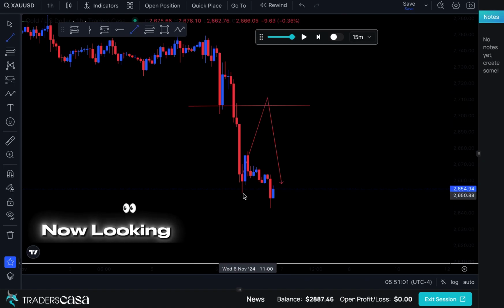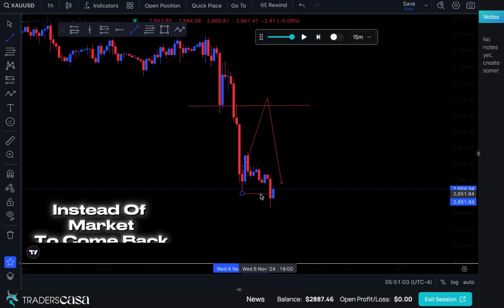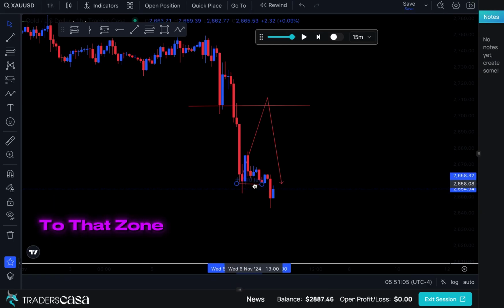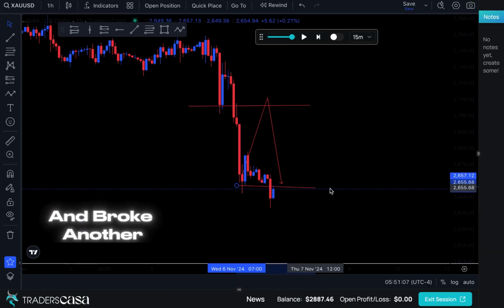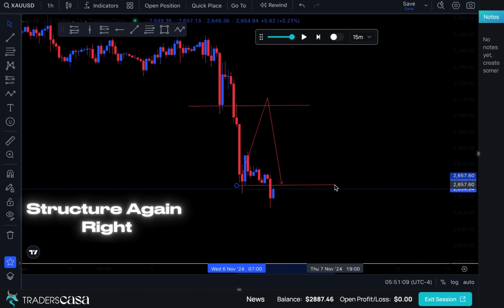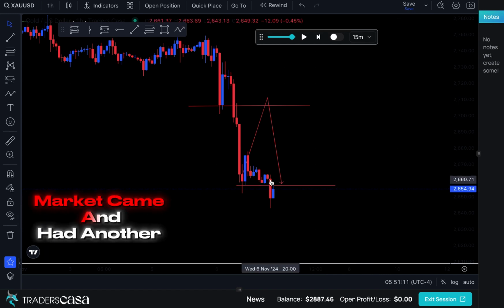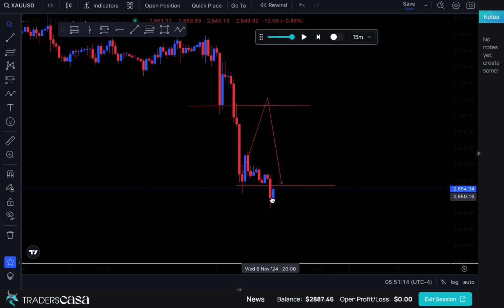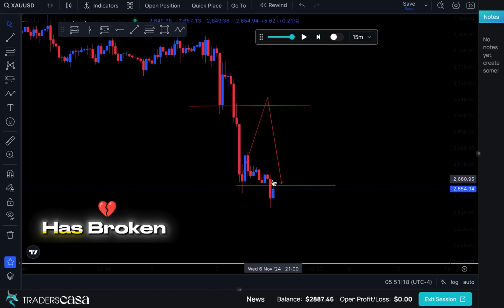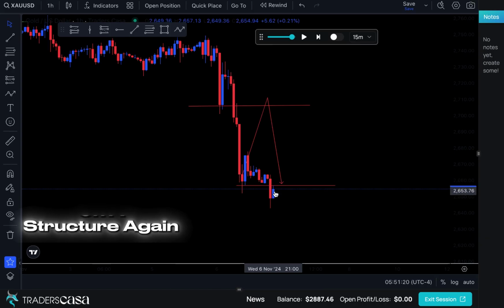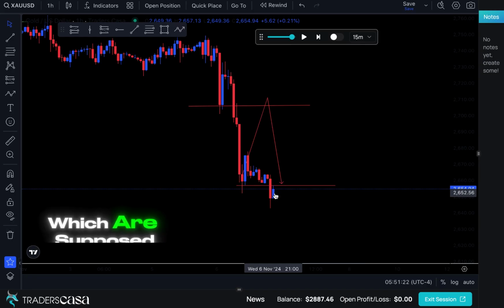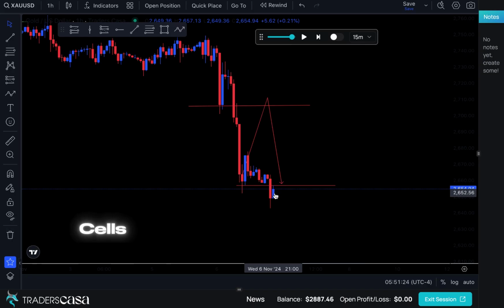Now looking at this, instead of market coming back to that zone, market now came and broke another structure again, right? Market came and had another break right here. So it has broken a structure again, which we are supposed to be looking to enter for sells right here.